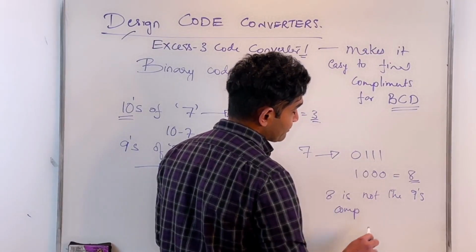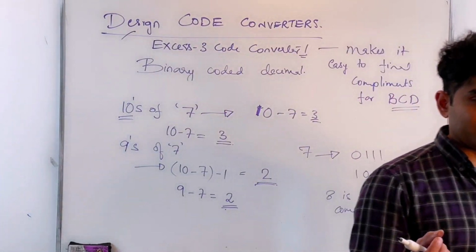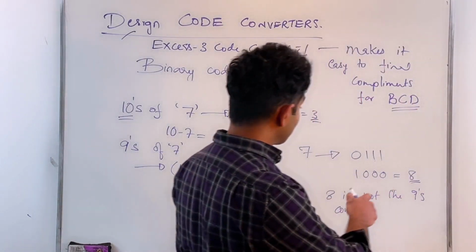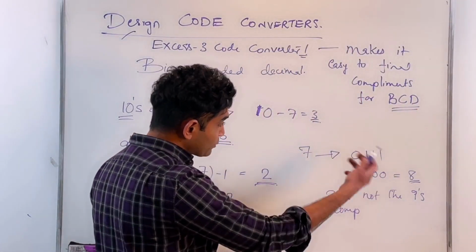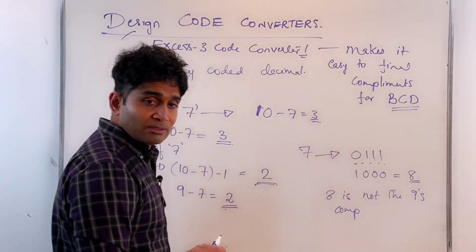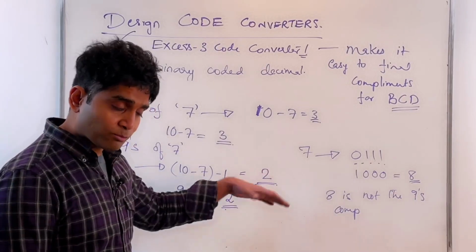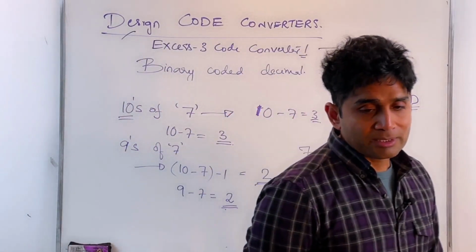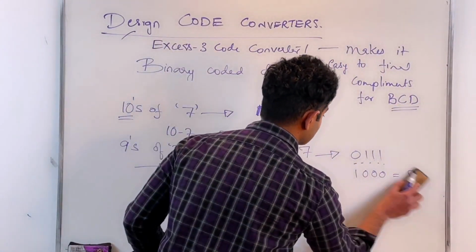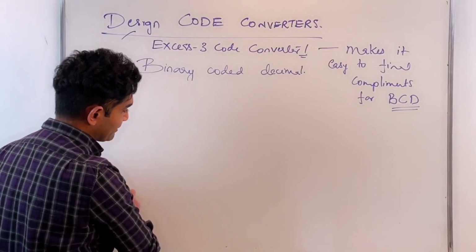Unlike when I'm working with binary numbers, where simply by inverting each bit of the binary number, I would get the 1's complement of that number, in this case, I'm not getting the 9's complement simply by inverting these bits. Right? Can I do something that would allow me to do that? And that's exactly what your XS3 code converter does. Okay, so we are running out of time, but let me actually now specify the problem. I hope that makes sense.